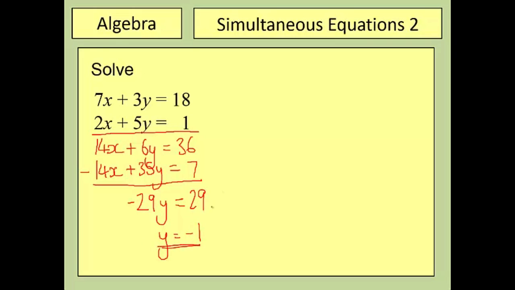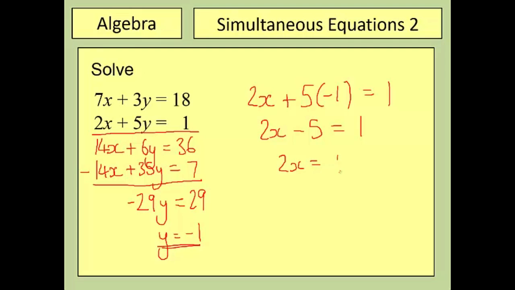And then we substitute that back in. I will use the second equation again, 2x plus 5y, but I know y is negative 1, equals 1, in which case 2x subtract 5 equals 1, and then 2x equals 1 plus 5, 2x equals 6, in which case x equals 3. And that's the end of your video on simultaneous equations part 2.